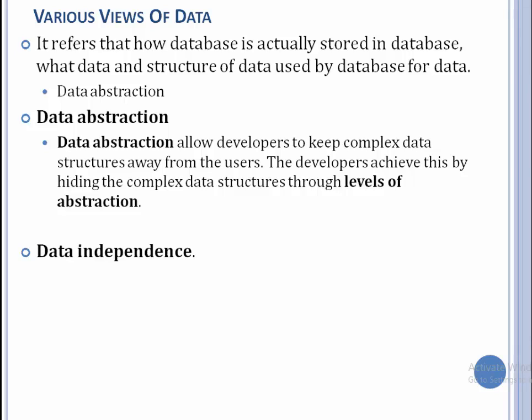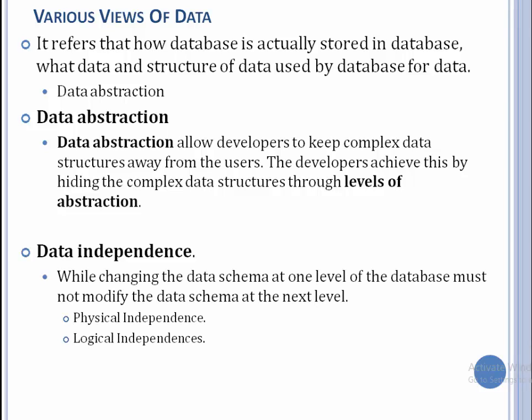When we are discussing data abstraction, there is one more important concept, that is data independence. While hiding the complex data from the users, the developer must also provide data independence. Data independence means that changing the data at one schema level must not affect or modify the data which is stored at the other level. That is called data independence. Here you can see one more new term, that is schema.